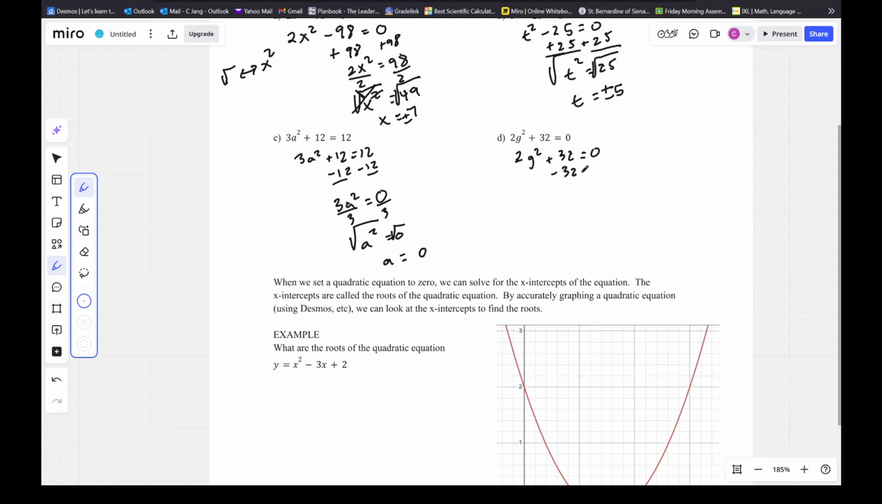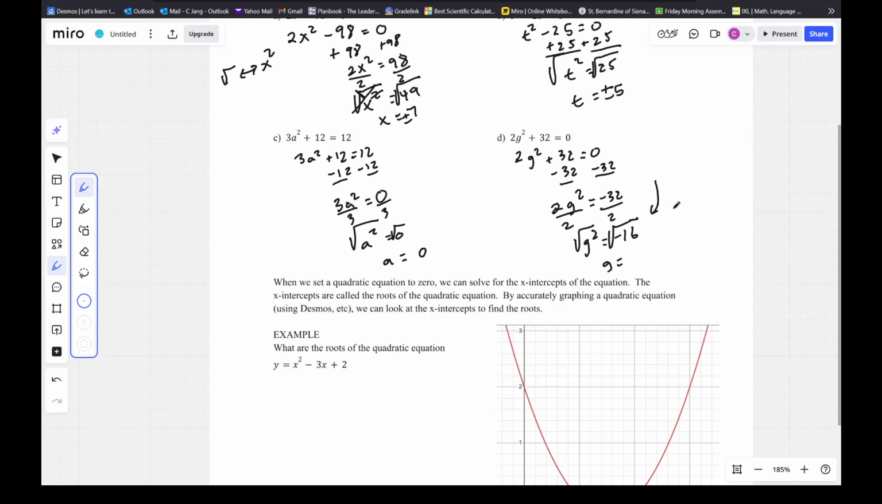Last one, we have 2g squared plus 32 is equal to 0. If we subtract 32 from both sides, we get 2g squared is equal to negative 32, and then divide by 2, and we get g squared is equal to negative 16. When we take the square root of both sides, is it 4? No, because 4 times 4 is positive 16. Is it negative 4? No, because negative 4 times negative 4 is also positive 16.